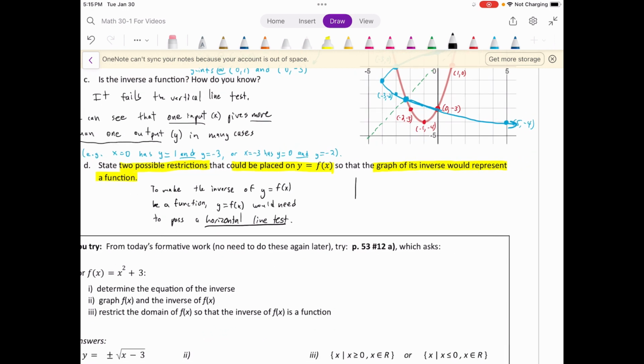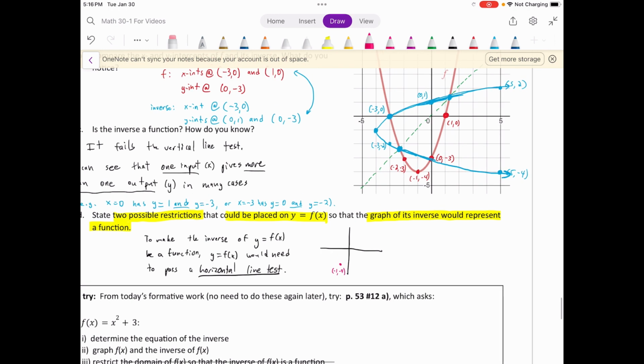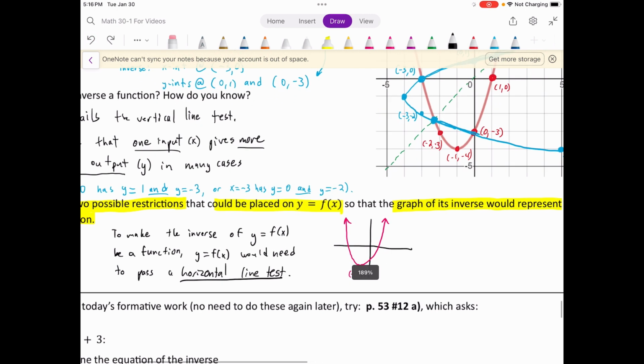If I do a quick sketch of y equals f of x, the red one there, right? It's got a vertex down here at -1, -4, and this is not going to be a perfect sketch by any stretch of the imagination, but it looks something like that, right? And no, this is not going to pass a horizontal line test, so the inverse of f is not a function. However, what if we limited the values of x, right?